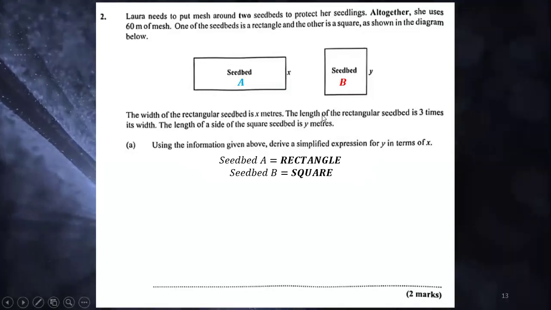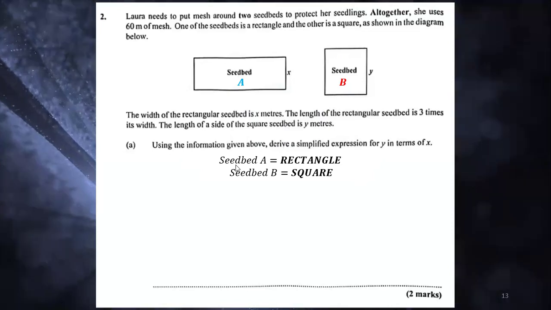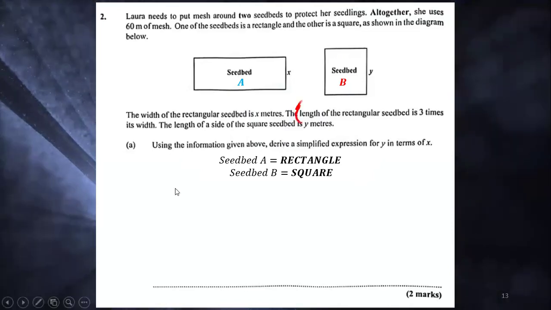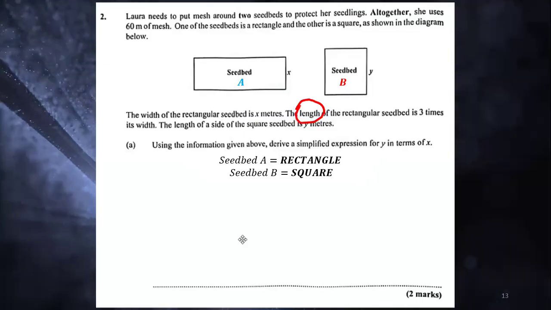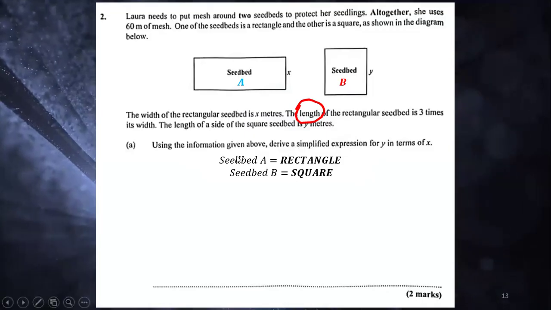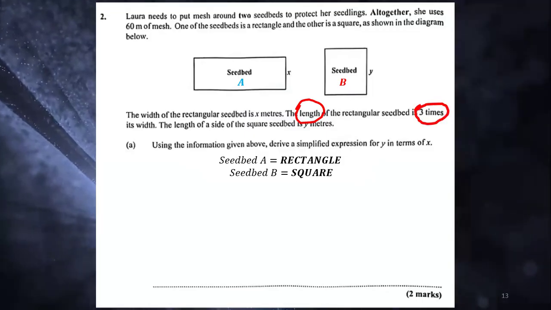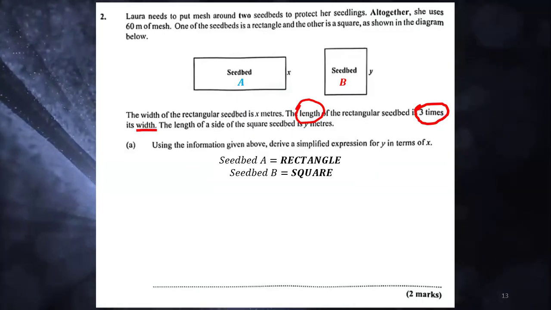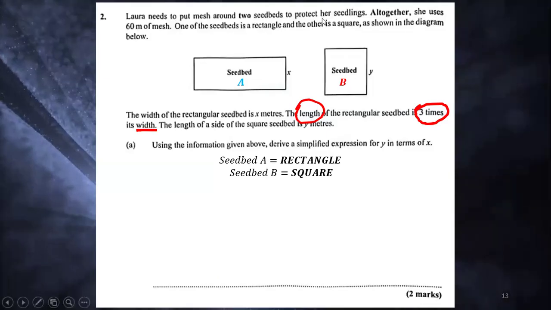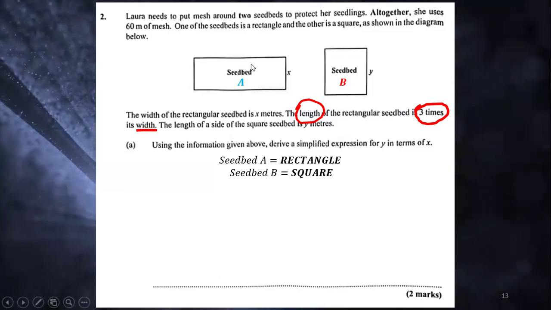Notice the colors are different as well. That was done on purpose. Next, this question contains certain keywords. We have length, circle it. We have 3 times its width, circle that too, right? Then we need to put this into the diagram. That's a good technique as well.